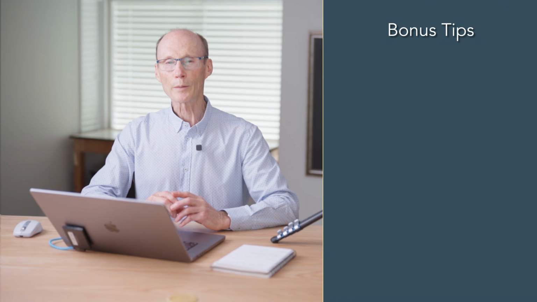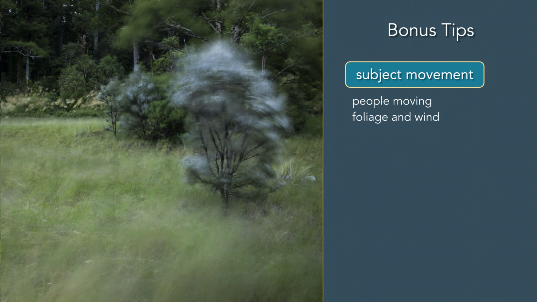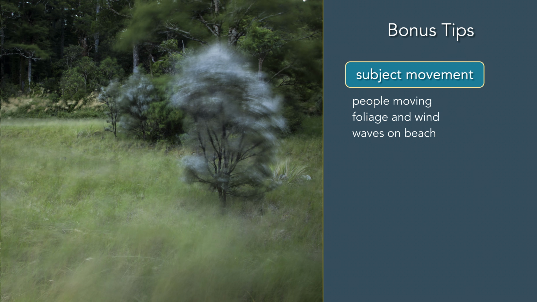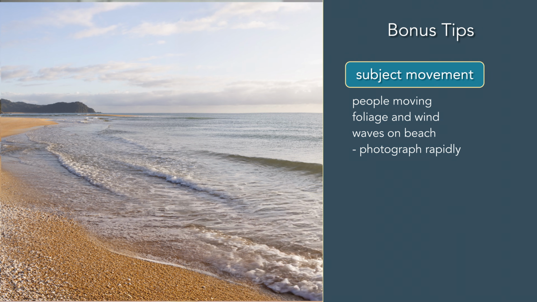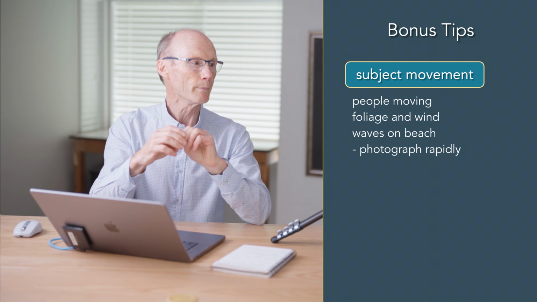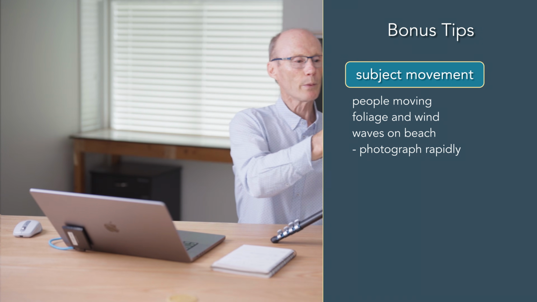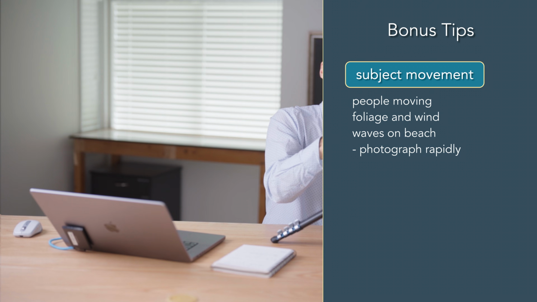So now for some bonus tips. If you're photographing a panorama where there's a lot of subject movement, and this could be people moving through a scene, it could be foliage blowing around in the wind, or even waves crashing on a beach, you need to photograph each segment of the panorama quite rapidly so there's as little movement as possible between each frame. And the way to do this is I would have it on a tripod on a level base, so you're not worried about keeping the panorama level, and just be very fast in between the frames.